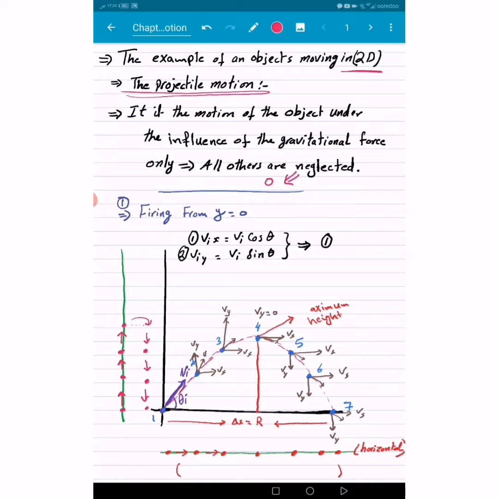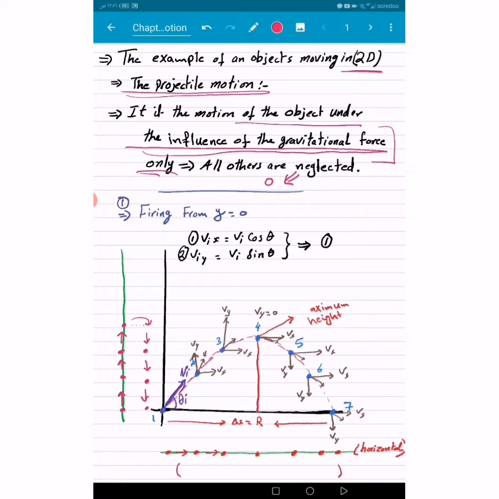What is the meaning of projectile motion? It is the motion of an object under the influence of the gravitational force only. So that means there is one condition, and a very important condition. Projectile motion is the motion of a particle or body under the effect of only one factor, which is gravity, the force of gravity. The other things are neglected: wind, air resistance, all of this will be neglected.